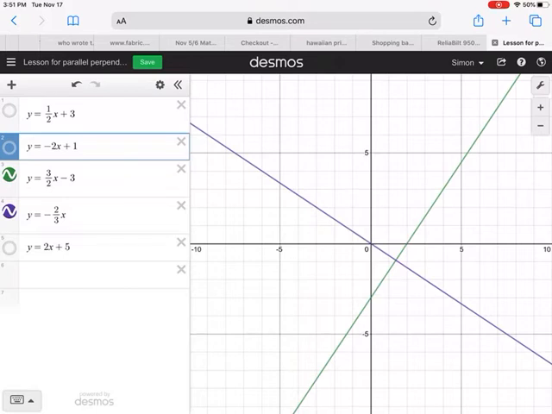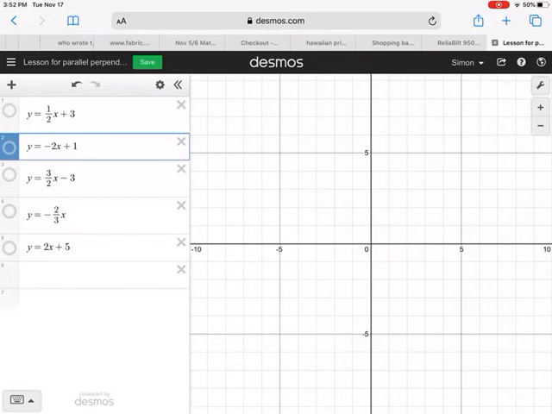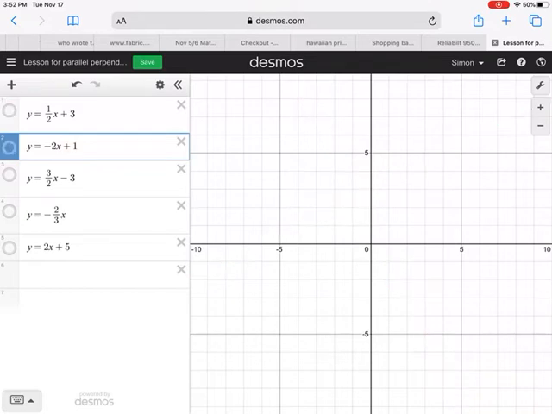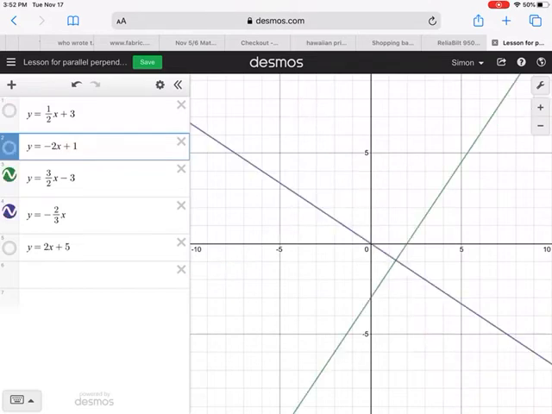And so what you can hopefully see, and what you're learning today, is that slopes that are perpendicular are opposite reciprocals of each other. Opposite meaning the opposite sign, reciprocal meaning flipped upside down as a fraction. So 1/2 and -2. If you turn 1/2 over, you get 2/1 or 2, and you make it negative. Therefore, they are perpendicular. 3/2 and -2/3 are opposite reciprocals, and they're perpendicular.